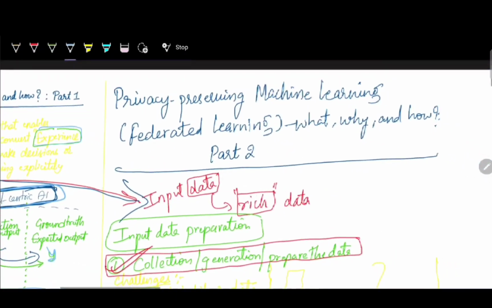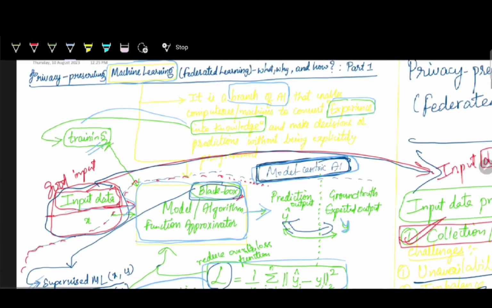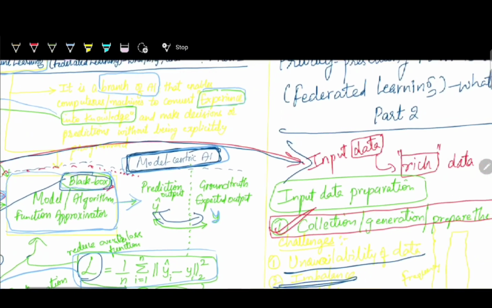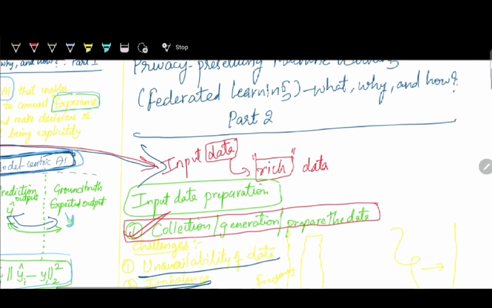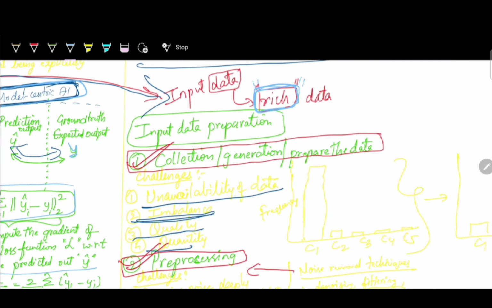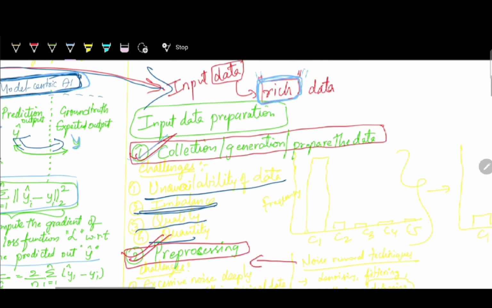Then in the second part, we focused more on the input data, because for any system or process, input data is very important. If we pass good input data, we expect good output. So in the process of generating or collecting input data, what all steps are involved, and when we call the data rich, we have discussed all that. In the input data preparation process, there are basically 4 steps. First thing is collection or generation or preparing the data.